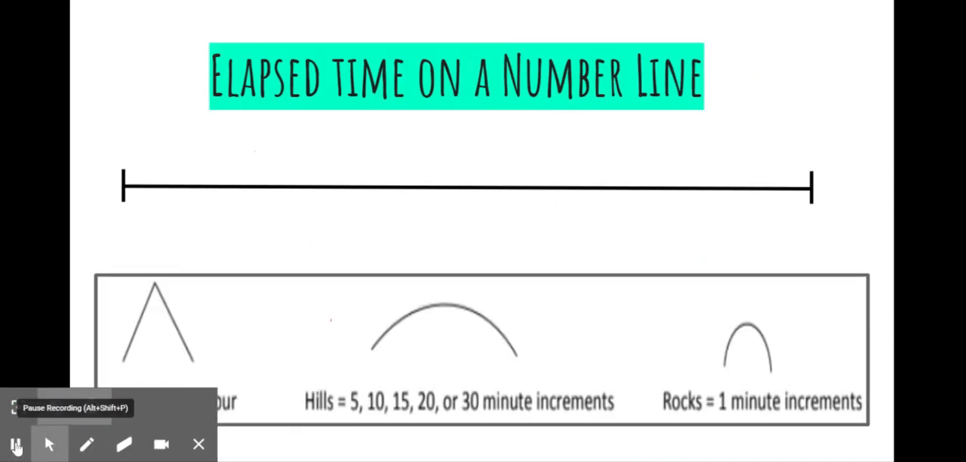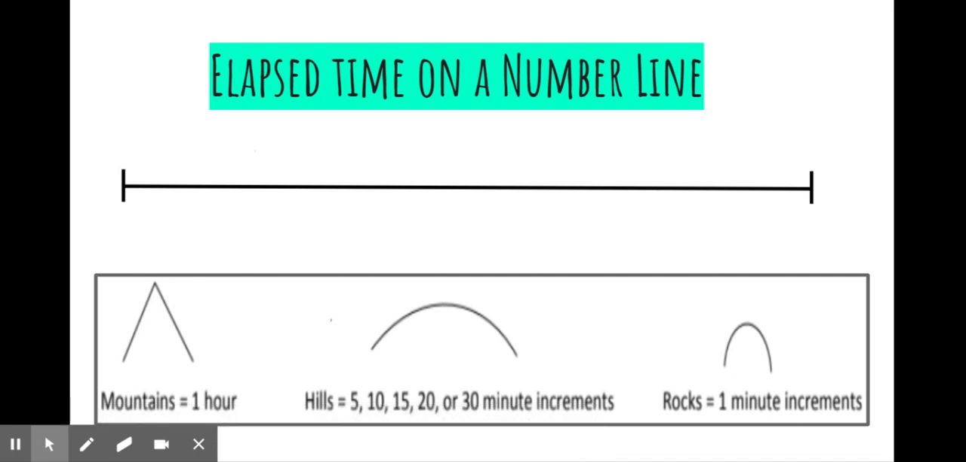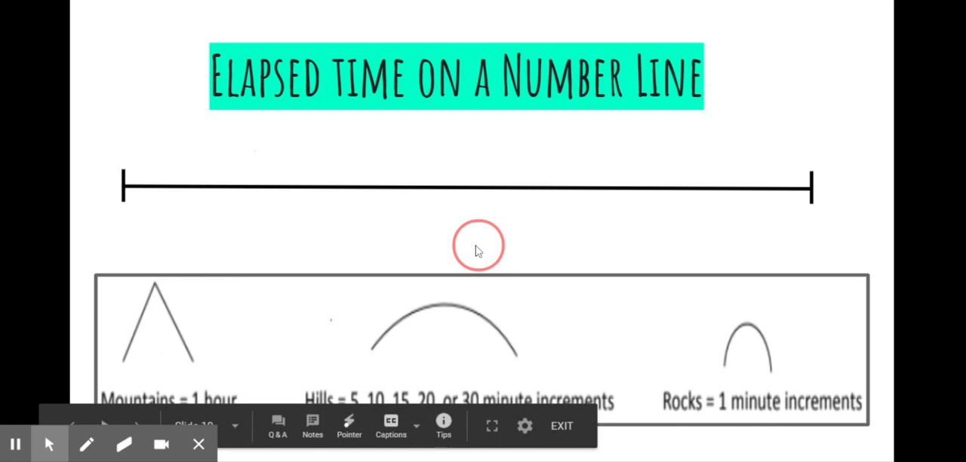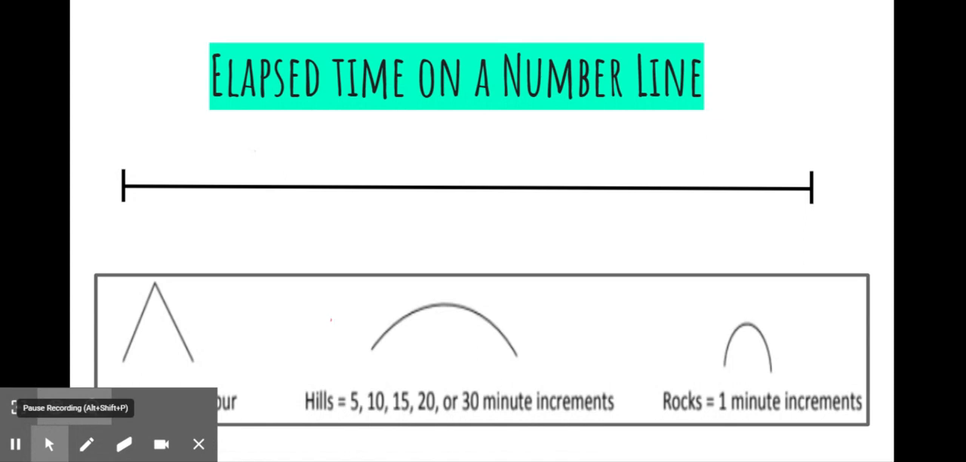Another strategy that we can use with elapsed time is a number line. And we use symbols. We have a mountain that equals an hour. We have hills that equal 5, 10, 15, 20, or 30-minute increments. And we have rocks that will equal 1 minute. A number line works well for moving forward or backward in time. We use the same concepts, but we work forward from the start time or backwards from the end time.